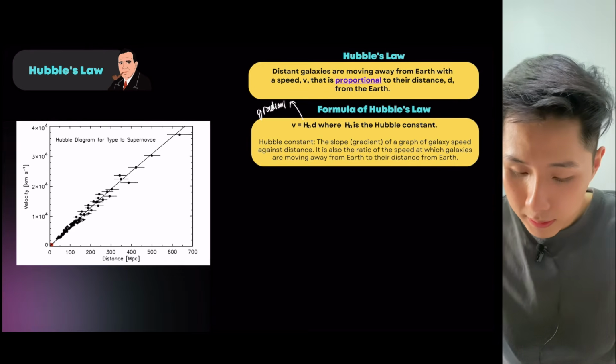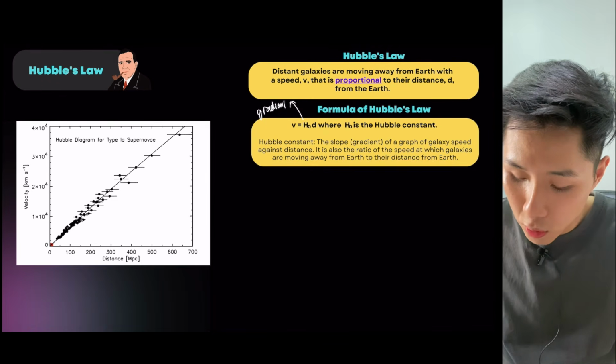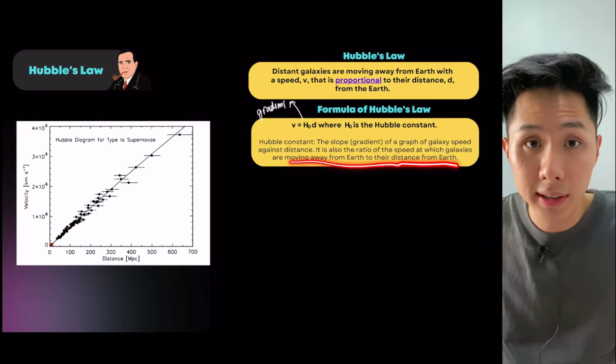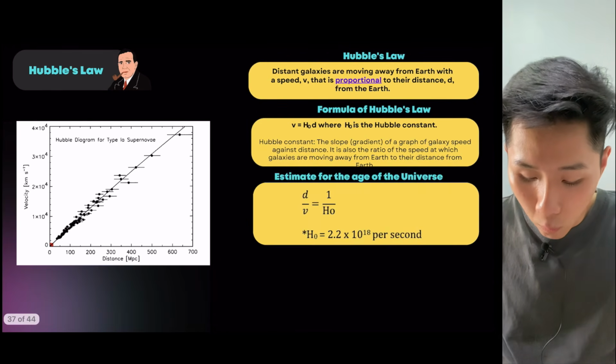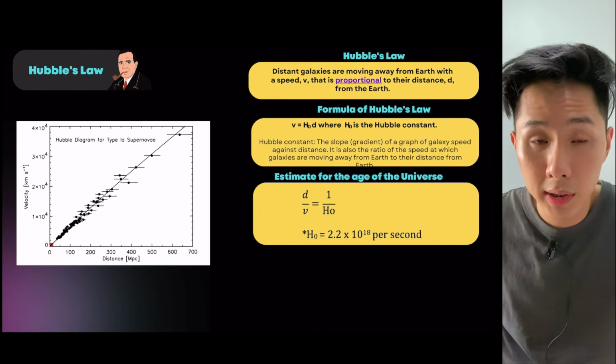Gradient of the graph. And then the Hubble constant is the slope, and also the ratio of the speed at which galaxies are moving away from the Earth to their distance from the Earth. So the importance of it is that it helps us to identify the age of the universe.